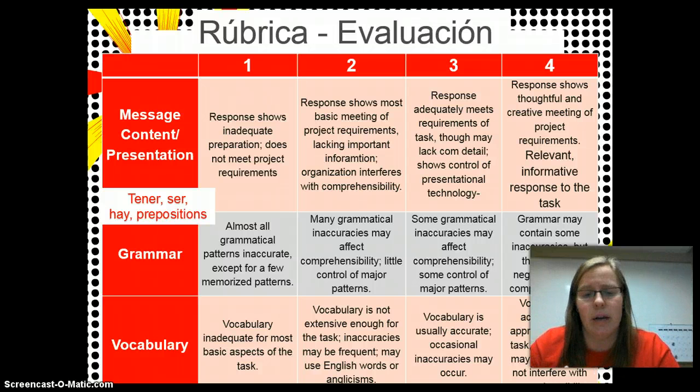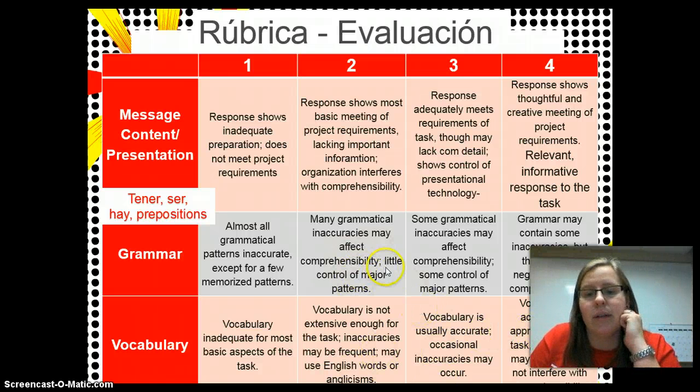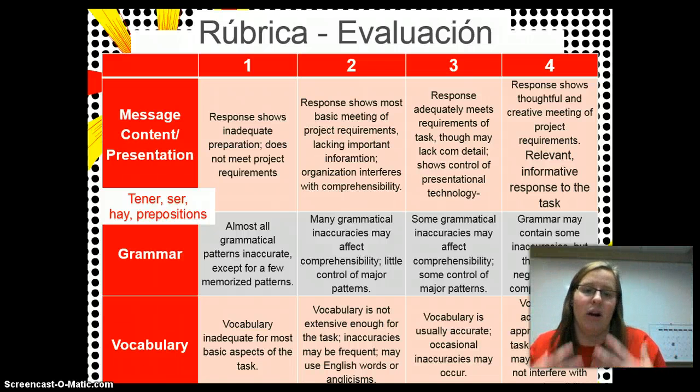What you want to look out for in this 2 category is that inaccuracies are frequent, and using anglicisms. Just taking an English word and modifying it does not make it a Spanish word, okay? There might be some cognates that we use, absolutely, but we want to be careful with that. Also, looking at the 2 in the grammar category, we'll notice that it says little control of major patterns. What they mean by major patterns are what we're studying. Right now, we're studying the fact that you can use I and you can conjugate the verb tener and ser. If you can't demonstrate that to me, then you're showing very little control of those very important patterns, okay? So just remember you want to stay focused on what the task is asking of you.